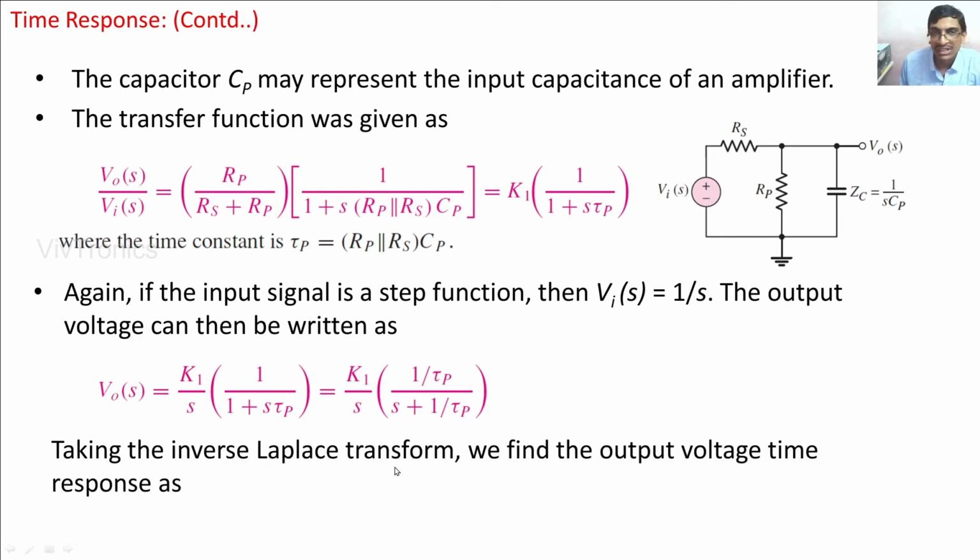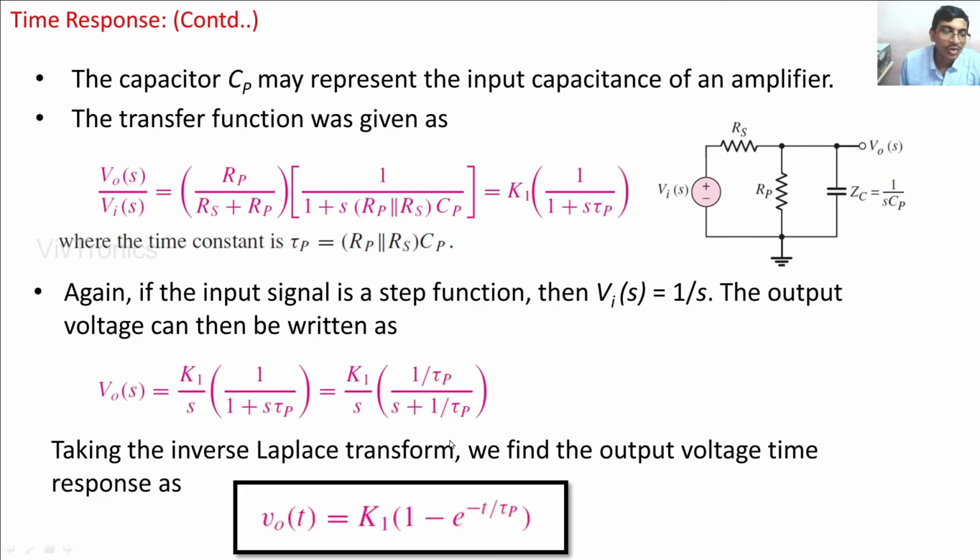After taking the inverse Laplace transform of the above equation, we can find the output voltage as a time response as Vo(t) equal to K1 into (1 minus e power minus t by tau p). Okay, so this is the output voltage equation for this low pass filter circuit. Here it is forming a low pass filter. Therefore the output voltage Vo(t) is equal to K1 into (1 minus e power minus t by tau p).